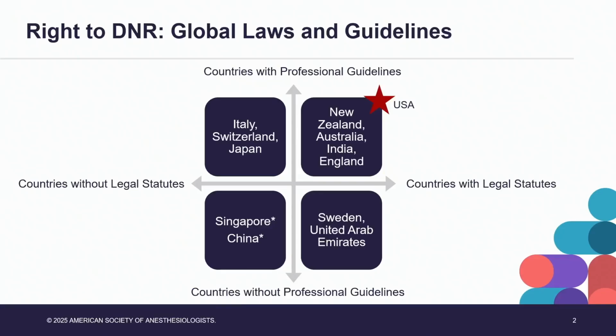On a global scale, there are countries like the U.S. that have both strong delineation of DNR laws, but also physician self-governance documents. There are other countries like Japan or Italy that have professional society descriptions of how to manage these orders, but no applicable statutes, or other countries like Sweden or more recently UAE that have laws but no professional guidelines. At least in what's publicly available, those sources, Singapore and China are without either professional guidelines or really legal statutes.